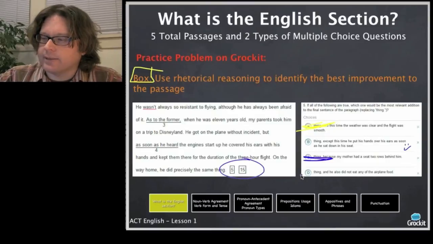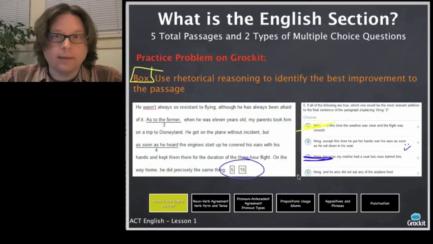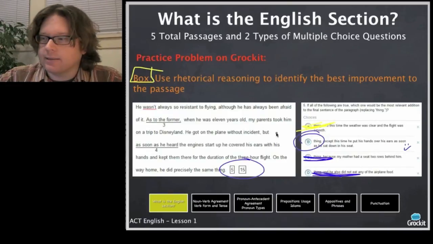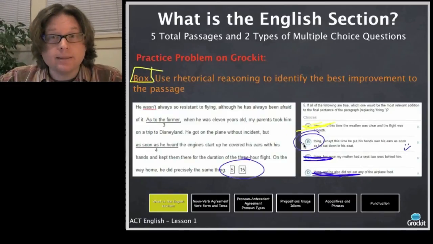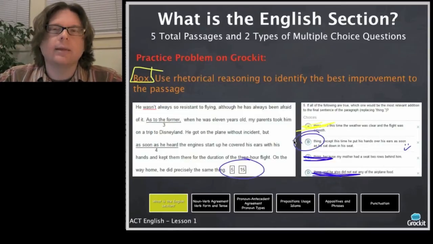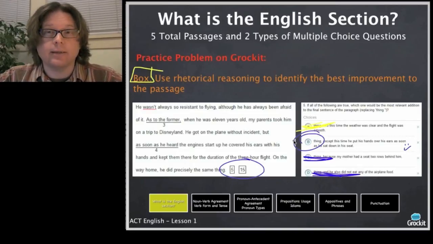And then on the way home, he did precisely the same thing, and he also did not eat any of the airplane food. Well, again, possible in a different story. He wasn't always so resistant to airline food, but that's not what this one is about. So we can pretty confidently eliminate these 3 and choose B. So that's how these box sentences or box questions work. We'll be seeing several examples of these over the course of these lessons because right now we're kind of giving you the highlights. We're not doing a whole passage yet. Pretty soon we will be going through whole passages, giving you the full range of things that you can expect to see.